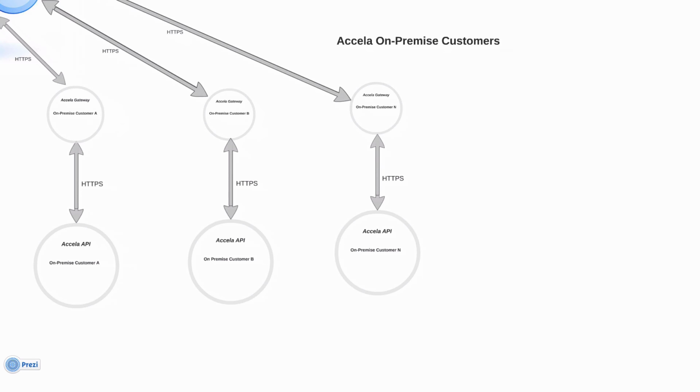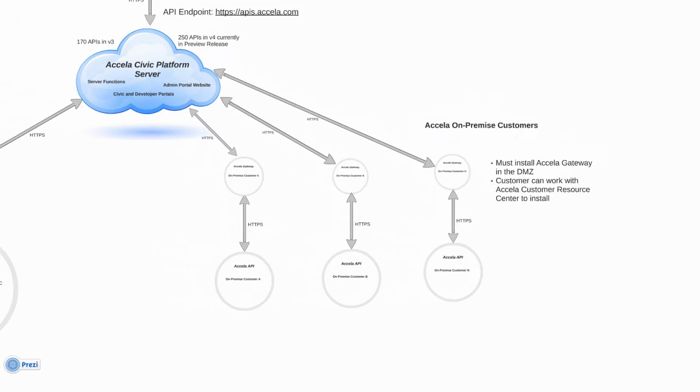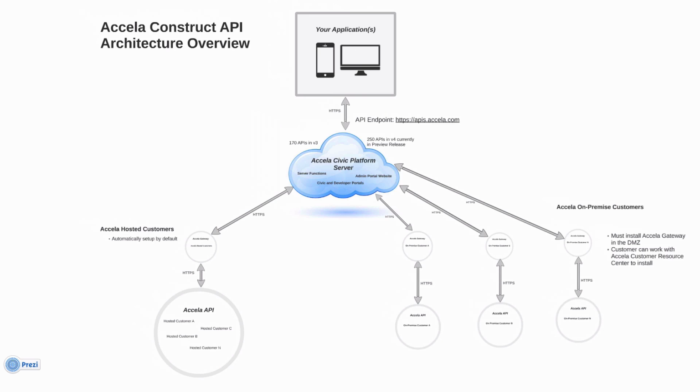The Accela Gateway serves as a proxy between the REST APIs and the Accela Automation Application Server and handles all the necessary security aspects of being able to handle that communication through the agency's firewall. Once the customer has the Accela Gateway all set up, they can now then receive requests through the APIs. And that is how the Accela Construct API enables your applications to communicate with any Accela automation customer.